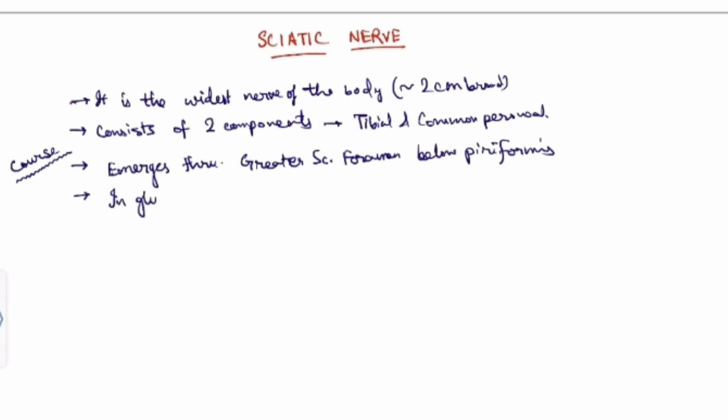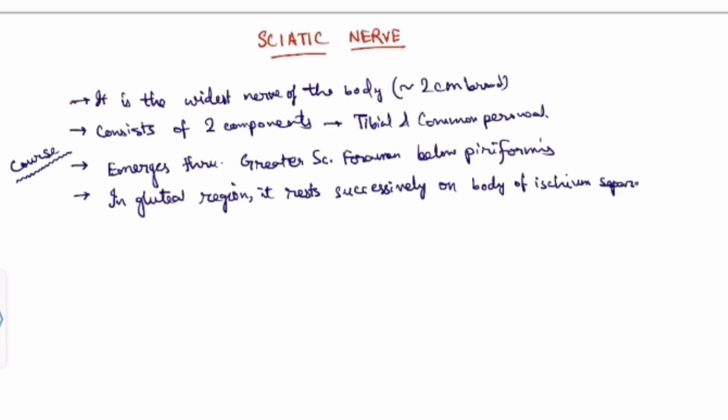In the gluteal region, it rests successively on the dorsal surface of the body of the ischium, but is separated by the nerve to quadratus femoris, the tricipital tendon and other related structures.